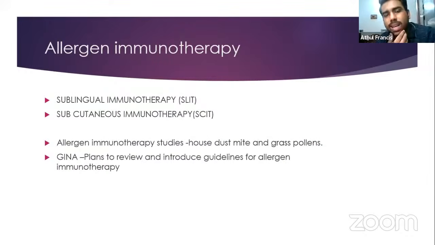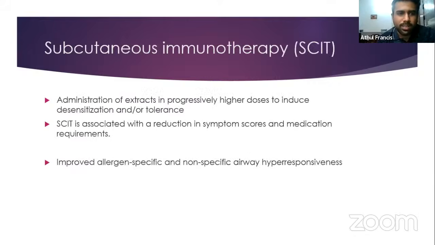So there's something called allergen immunotherapy, just the basics: sublingual and subcutaneous immunotherapy. The important point to note here is, although there's a hue and cry about allergen immunotherapy and everything, the studies, according to GINA, have been done only in house dust mite and grass pollens. The latest GINA guidelines, which are coming up in 2022, plan to review and introduce guidelines for allergen immunotherapy. These are just the basics which I mentioned.